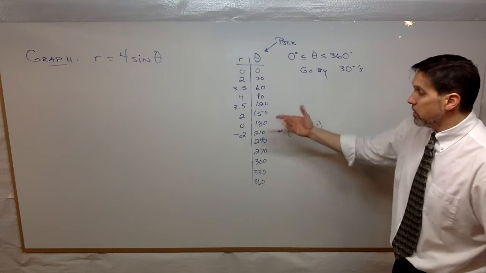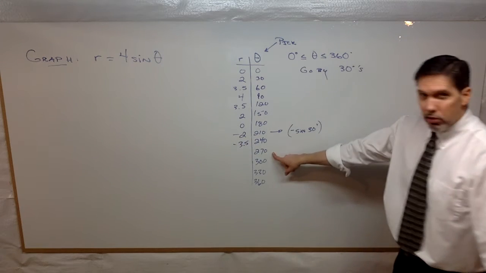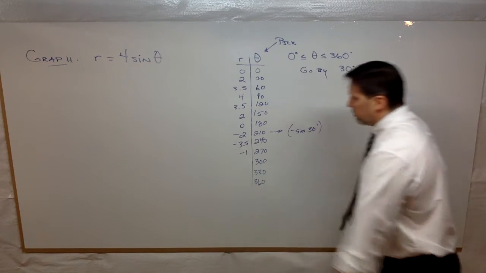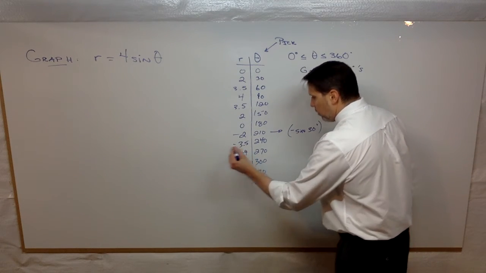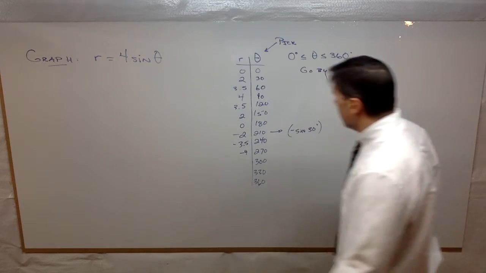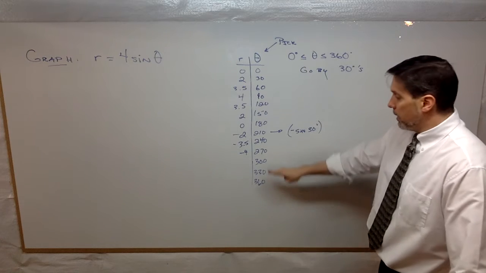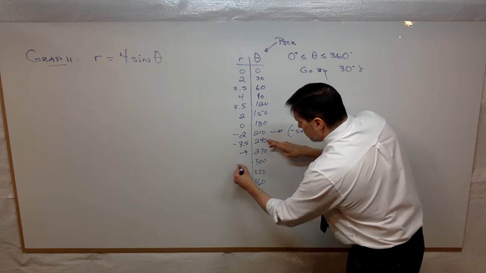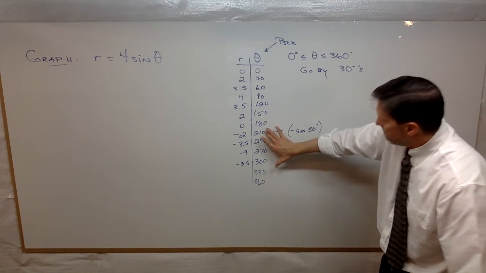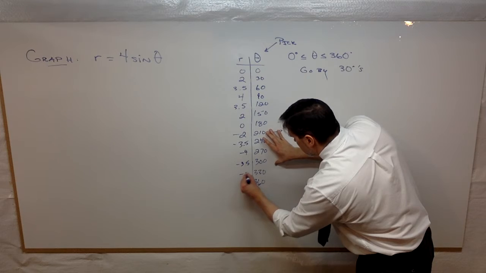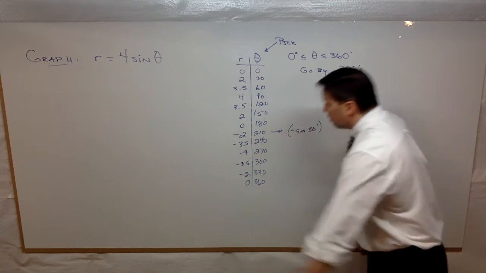240, reference of 60, quadrant 3. This will be negative 3.5. 270 is quadrantal. That'll be negative 1, thinking of the graph of sine. Negative 1 times 4. How about that? 300 degrees has a reference of 60 in quadrant 4. Sine again is negative, so it'll just be like 240, negative 3.5. 330, reference of 30 in quadrant 4. So that'll be a negative 2, same as that guy. And then 360 should put us back to the start and 0.